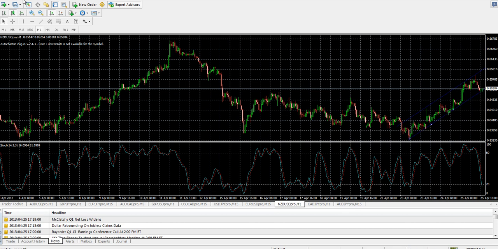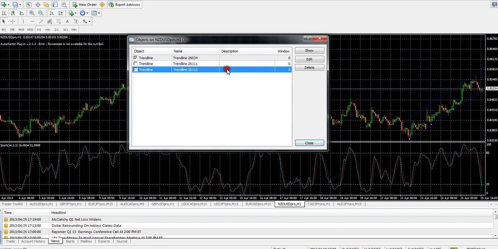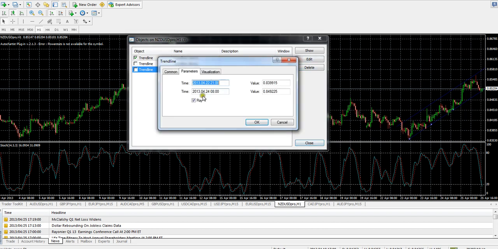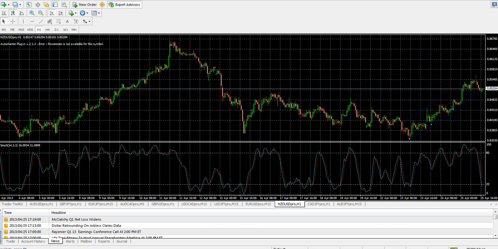So now the other thing is, if you're going to draw another one, you've got to go back to your object list and go back to edit, and you have to turn off the ray. Or when you draw it, it's just going to go straight up, and you're not going to be able to go from trough to trough like I was showing you.